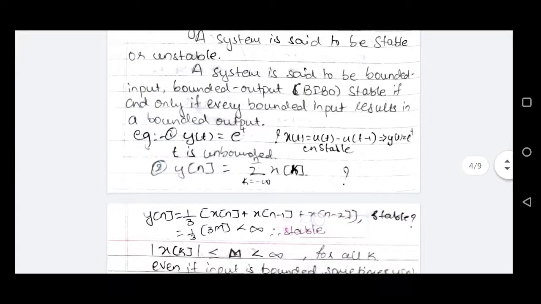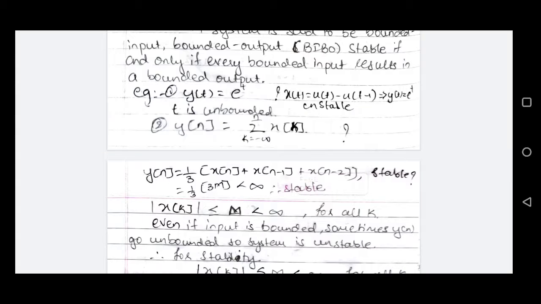For example, y of t equals e to the power t. A system is defined by this equation: y of t equals e to the power t. If the input to this system is x of t equals u of t minus u of t minus 1, u of t minus u of t minus 1 is a bounded input. If this input results in an exponential output, y of t equals e to the power t, because t is unbounded, y of t equals e to the power t will also be unbounded. So it is an unstable system. Bounded input is resulting in unbounded output. So it's an unstable system.